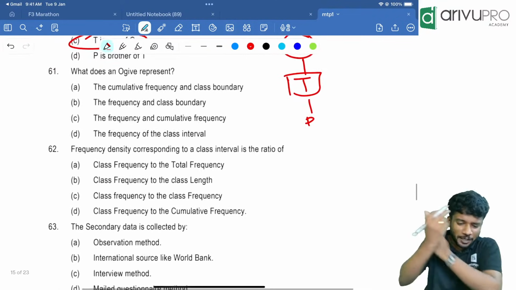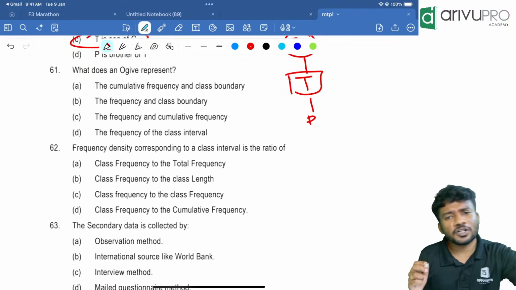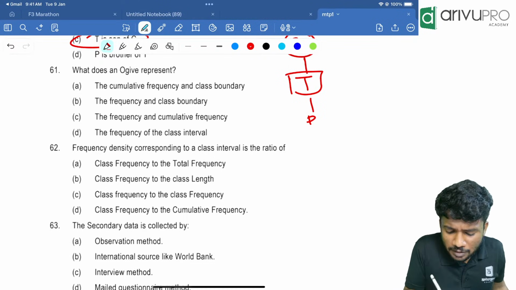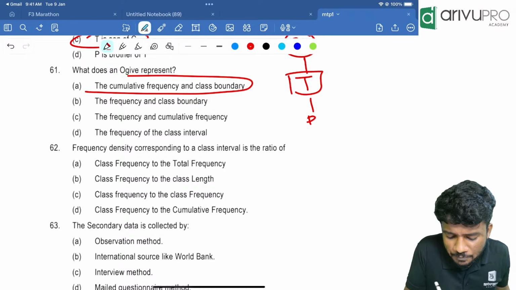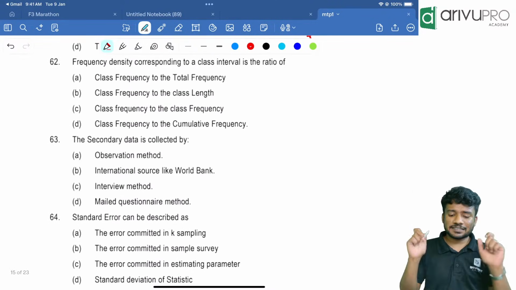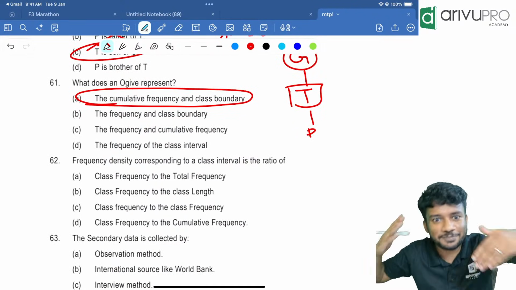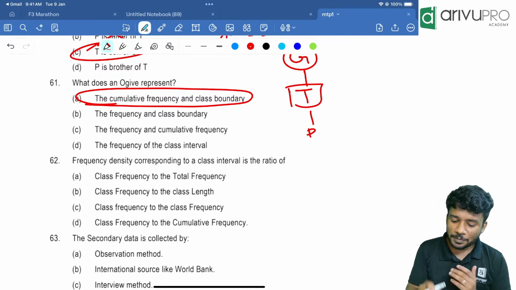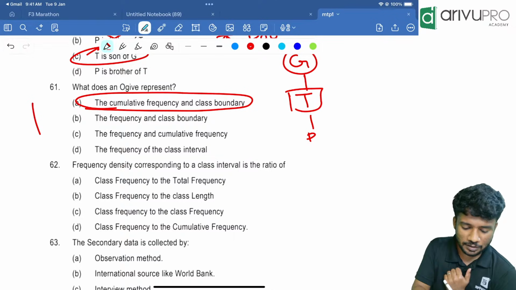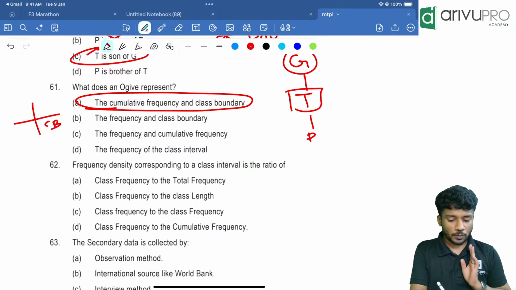Now we are going to statistics. One of the easiest part, people. We are going one by one. And here all the questions are repeated again and again. What does an ogive represent? It represents cumulative frequency and the class boundary. It is one of the most repeated questions. There is a high chance that there will be a question based on ogive for your attempt also. So it represents what? The class boundary and the cumulative frequency.